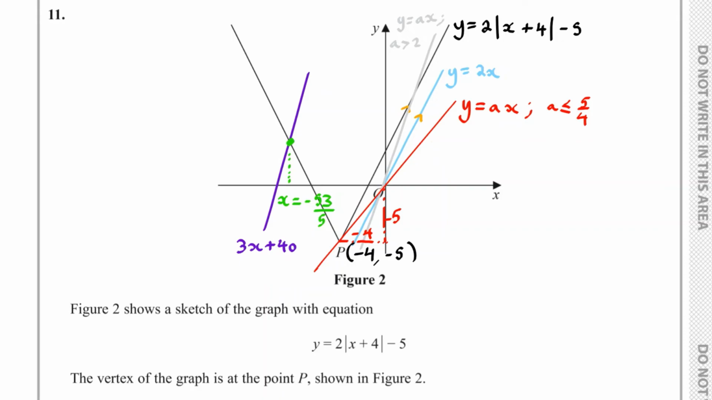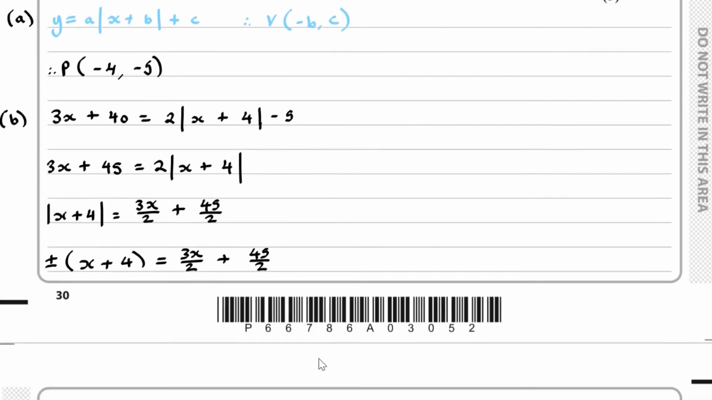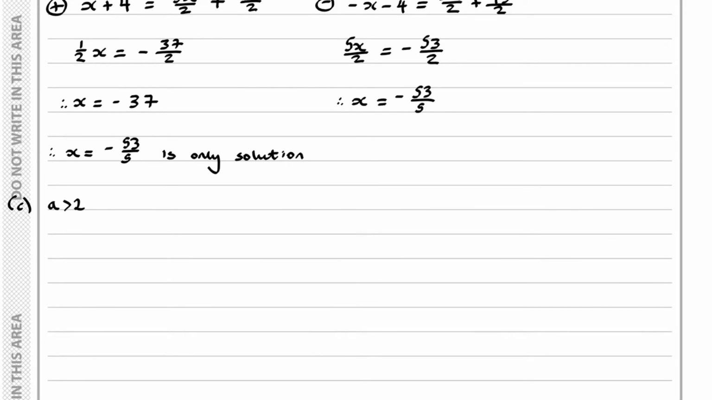So, having said all that, we've got a being greater than 2 and also a being less than or equal to 1.25, which is the same as 5 over 4, and therefore in set notation we have the following. Okay, so don't forget the union symbol. So this over here is our solution.